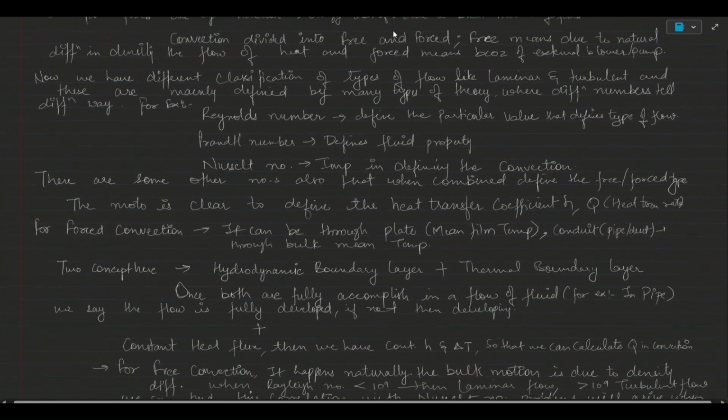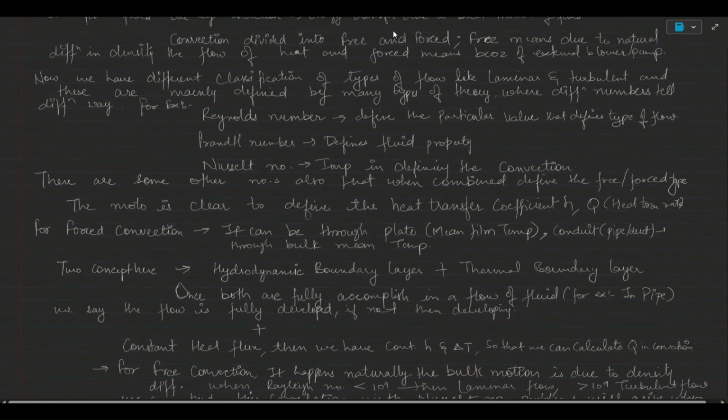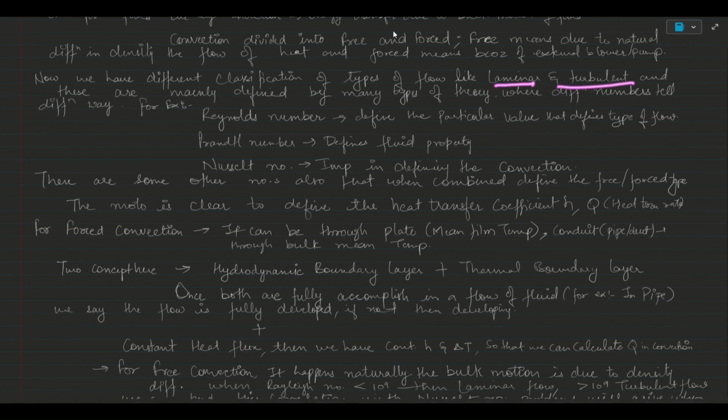Now one may ask what exactly are the different types of flow? So there are certainly laminar and turbulent flow. There are certainly different types of numbers and theories that define these laminar and turbulent flows in general. So we will not go that deep into it, but we will try to understand a quick overview of what these different numbers are, a quick introduction.